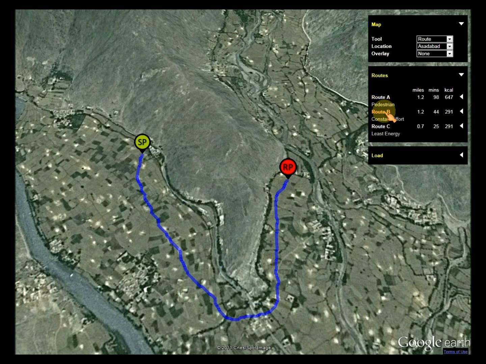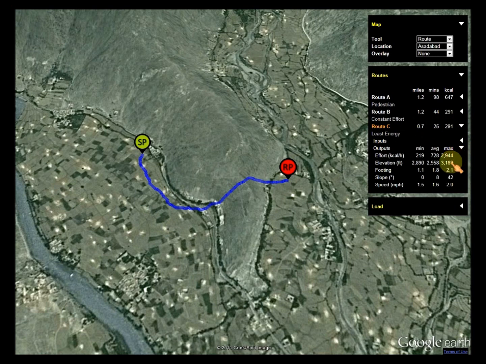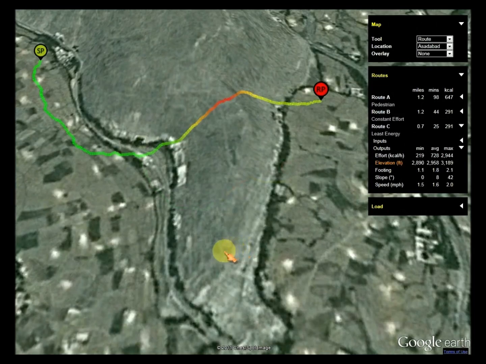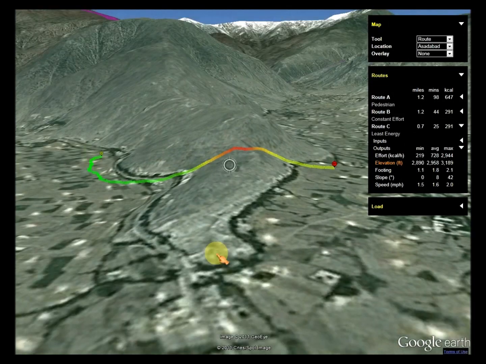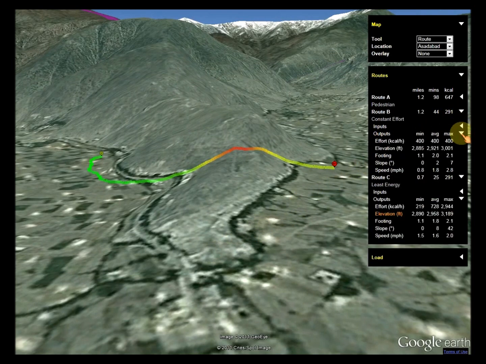Let's analyze Route C a little more closely. Notice that the elevation along Route C varies by almost 300 feet. The color coding along Route C indicates that there is a hill being crossed. Changing the perspective reveals the hilly nature of the terrain. Also, note that Route C is smaller in duration and in energy expenditure than is Route B.